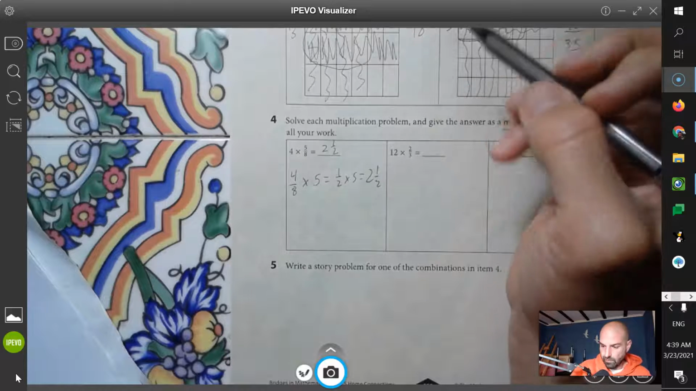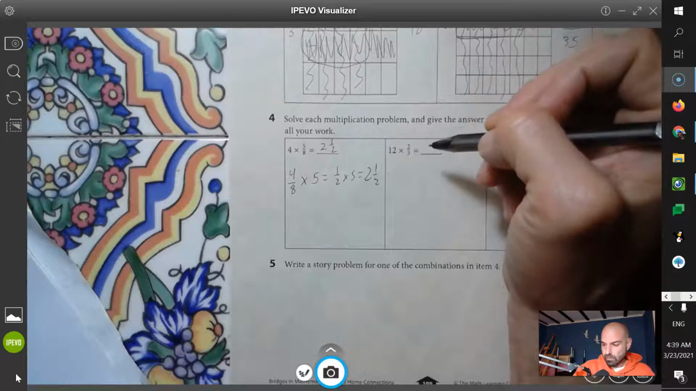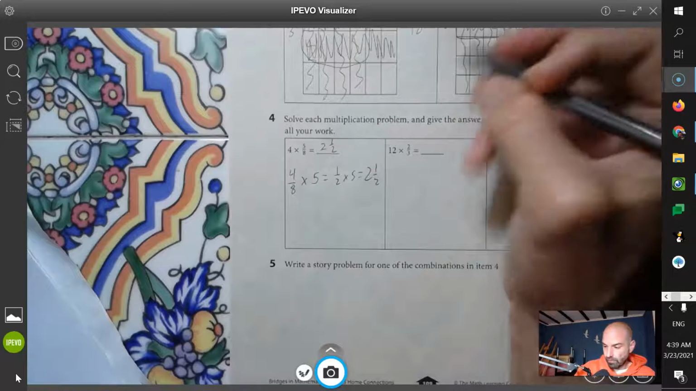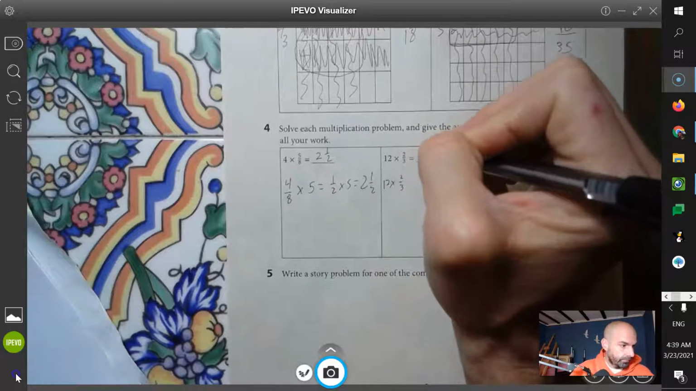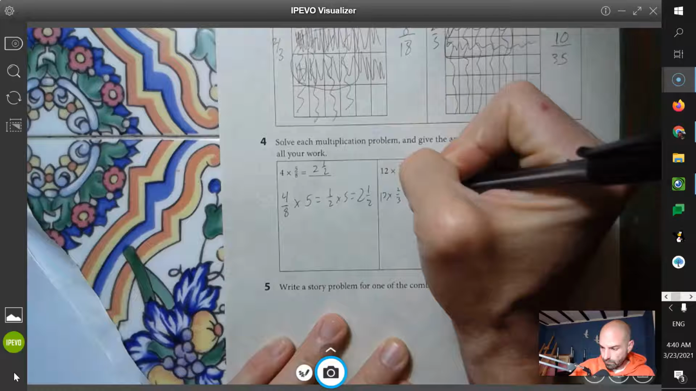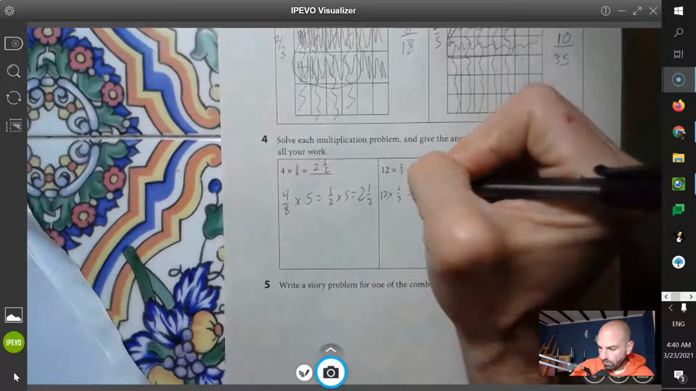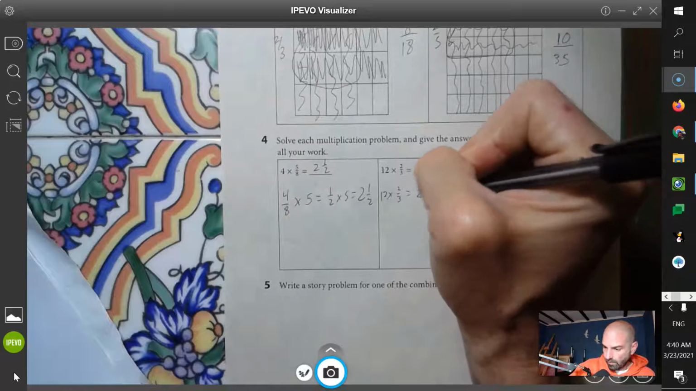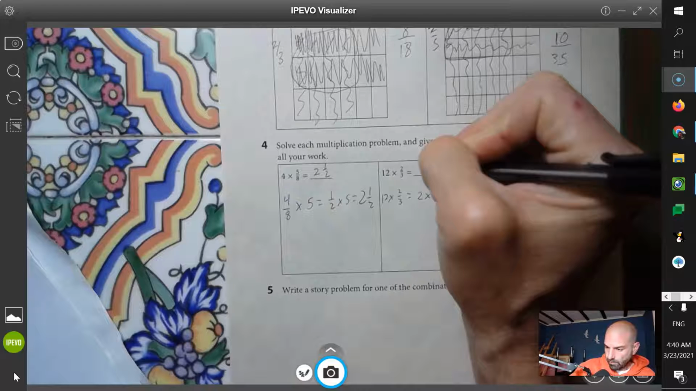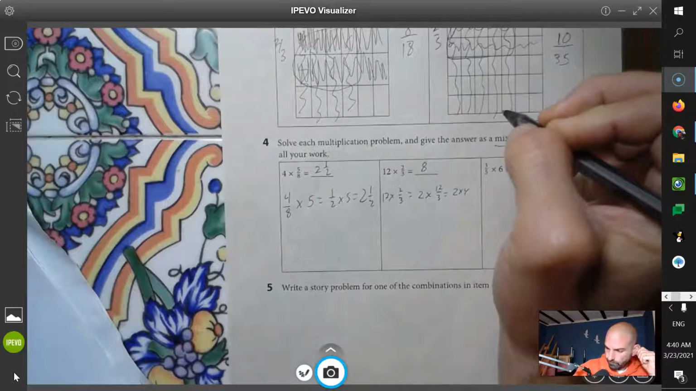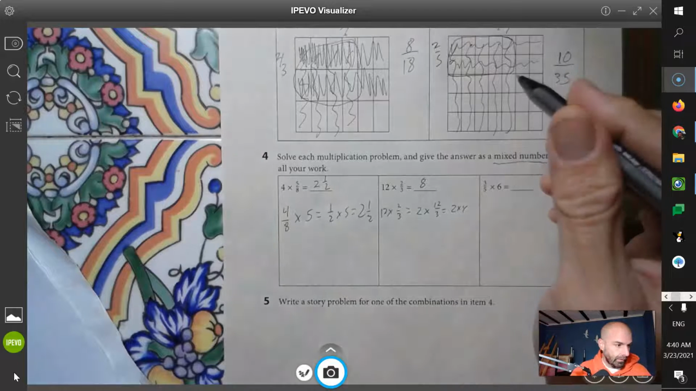Yeah, seems reasonable. 12 times 2/3. Ooh, and I can rewrite that as, wait, is it a mixed number? No. I'm right. Here, 2 times 12/3, which is 2 times 4, which is 8. Yeah, because that'd be 24/3, which is 8. I wonder why they confuse this like that.